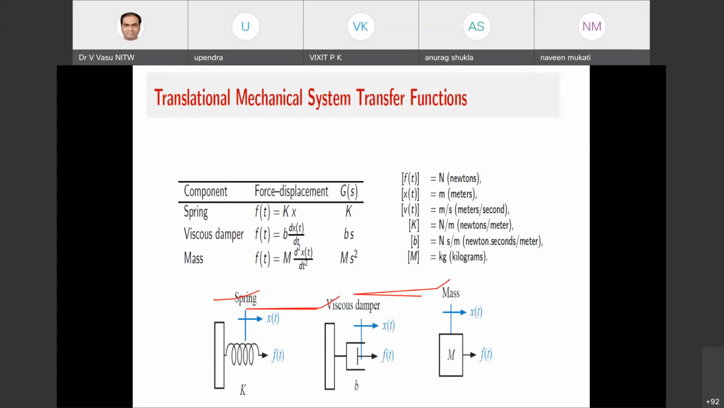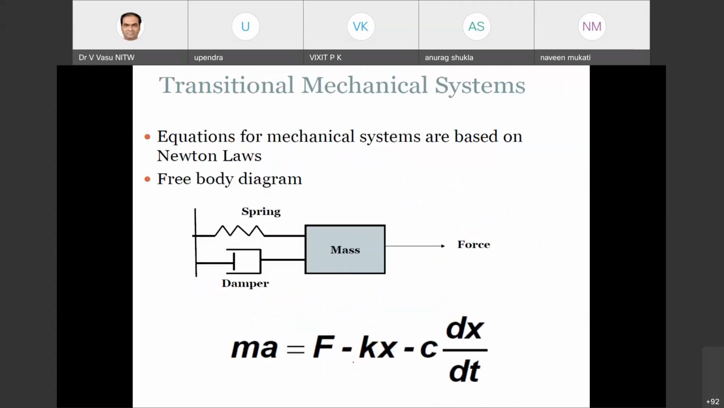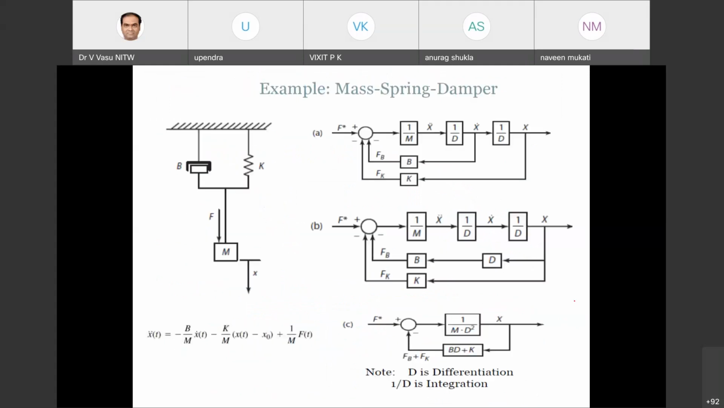Okay, and by using this particular thing, if you develop the mathematical equation, that is going to be considered as the spring damper system, which is going to be considered as MA = F - KX - C (dx/dt). So if you want to represent this in a block diagram representation, these are some of the important steps which are going to be followed.